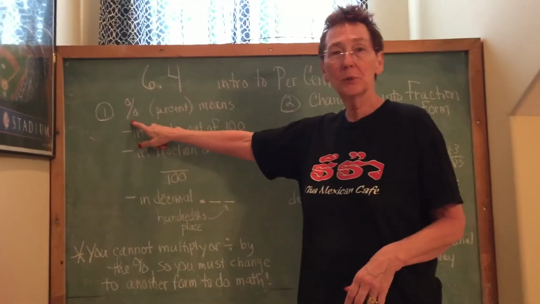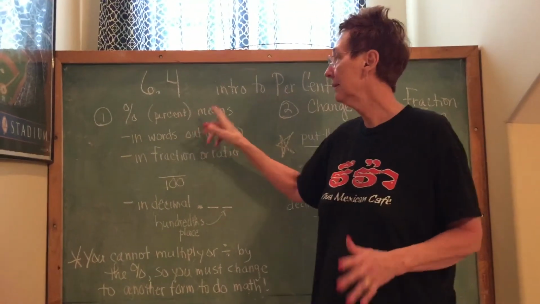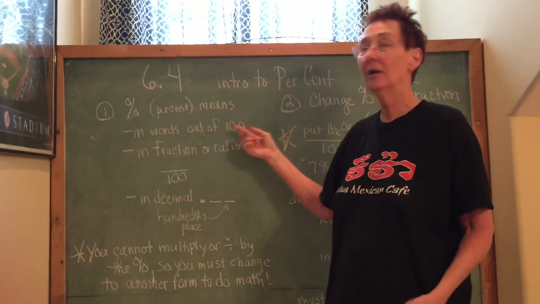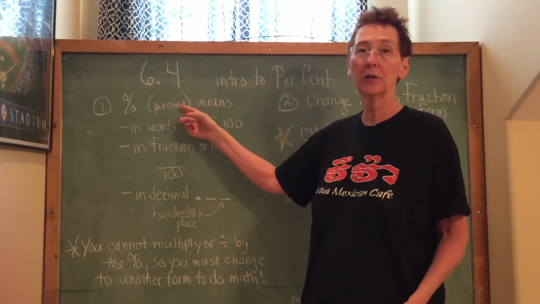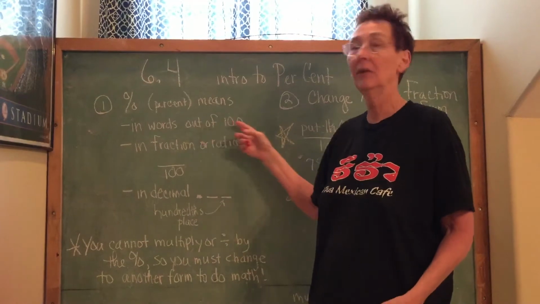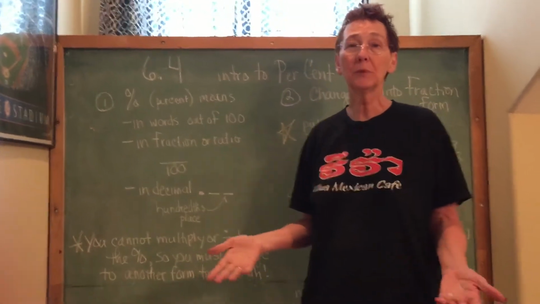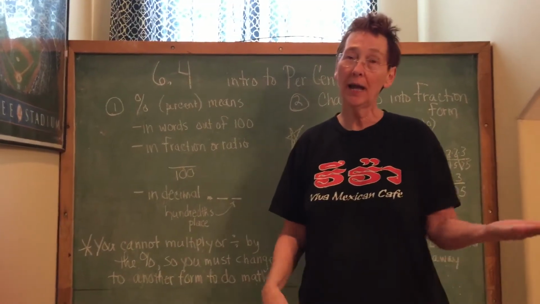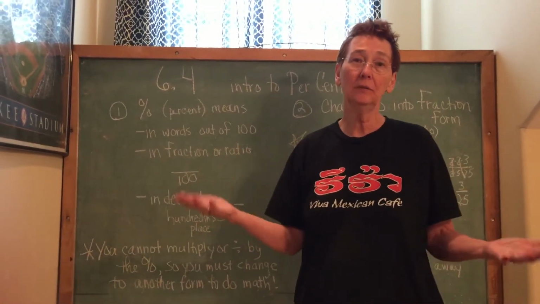Percent, you've seen this little percent symbol, and what it basically means, if you're talking about words, is out of 100. That's what the word percent means, out of 100. So if it's 1% that are going to get sick from this disease, then that means 1 out of 100 people that you see would get the disease.